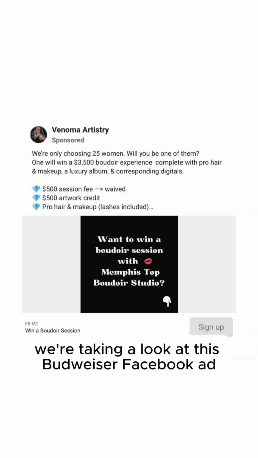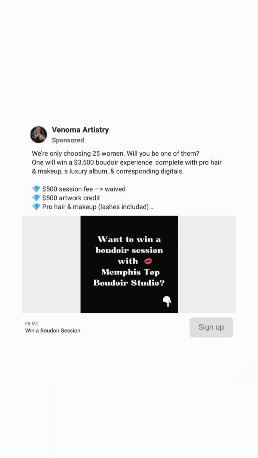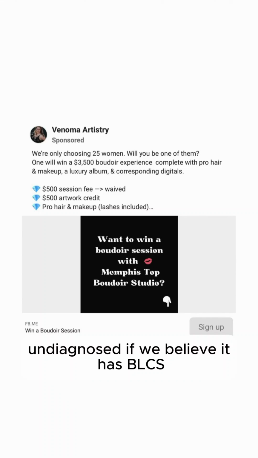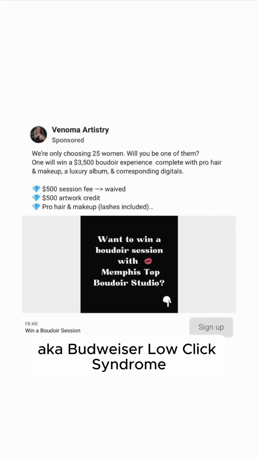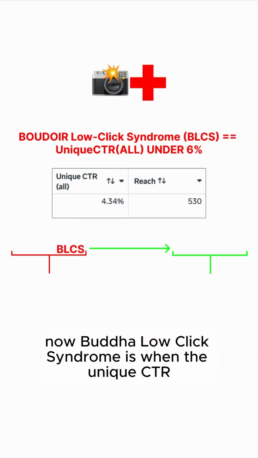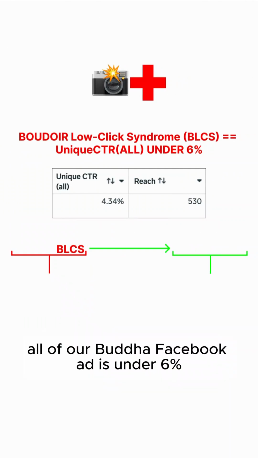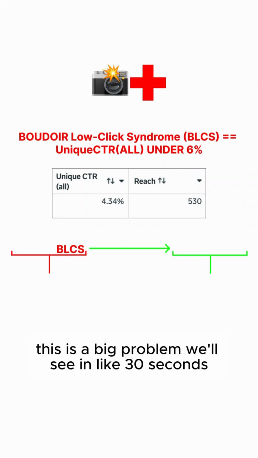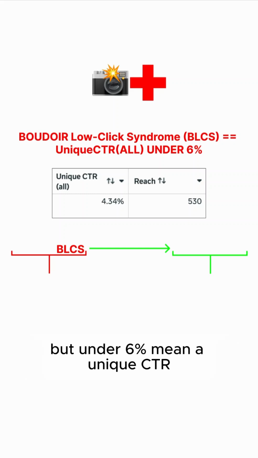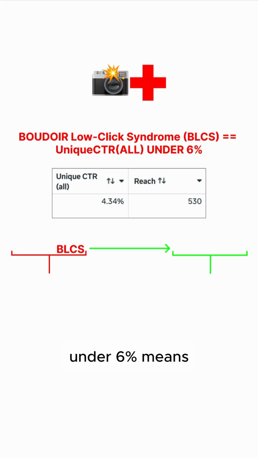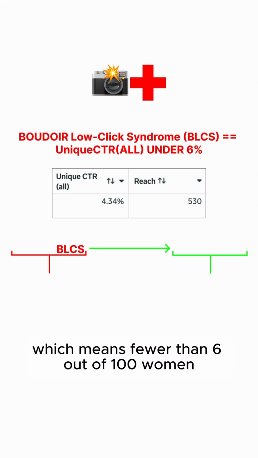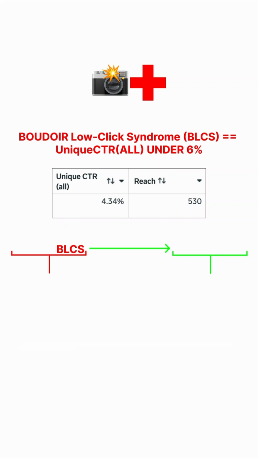All right, y'all, we're taking a look at this Boudoir Facebook ad. Going to diagnose this if we believe it has BLCS, aka Boudoir low click syndrome. Now, Boudoir low click syndrome is when the unique CTR on all of our Boudoir Facebook ads is under 6%. This is a big problem, as we'll see in like 30 seconds. Under 6% unique CTR means fewer than 6 out of 100 women are clicking anywhere on our ad, which means fewer than 6 out of 100 women, our ad is entering their brain.